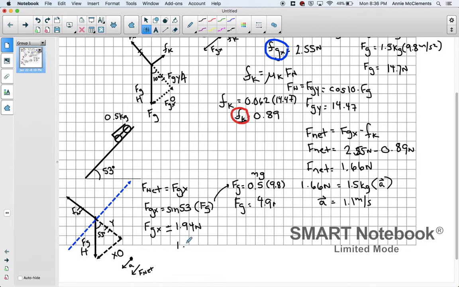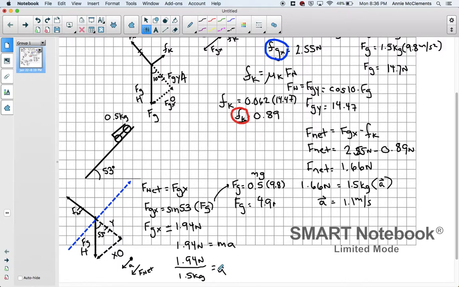So we have that Fnet, 1.94 newtons, equals our mass times acceleration, right? Our mass is given to us in the problem. It is 1.5 kilograms. So we divide both sides by 1.5 kilograms, and that is going to equal our acceleration.